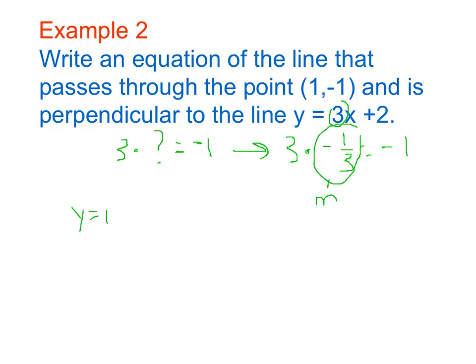So if we use y = mx + b, we're going to plug in that negative 1/3 for the slope. They give us this point here again, (1, -1), so 1 is going to be the x, negative 1 is going to be the y. So I'm going to plug those in, so y is negative 1, x is positive 1. We don't know the b yet. Well, negative 1/3 times 1 is negative 1/3.